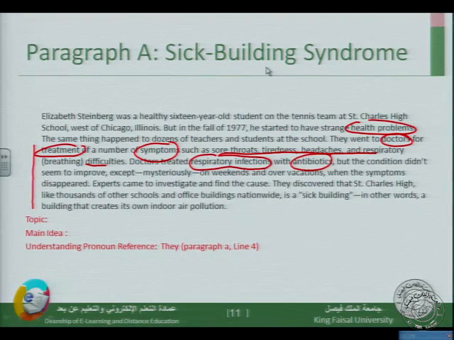Okay, understanding pronoun reference like "they". It's in line number 4. I guess it's not number 4. It might be.